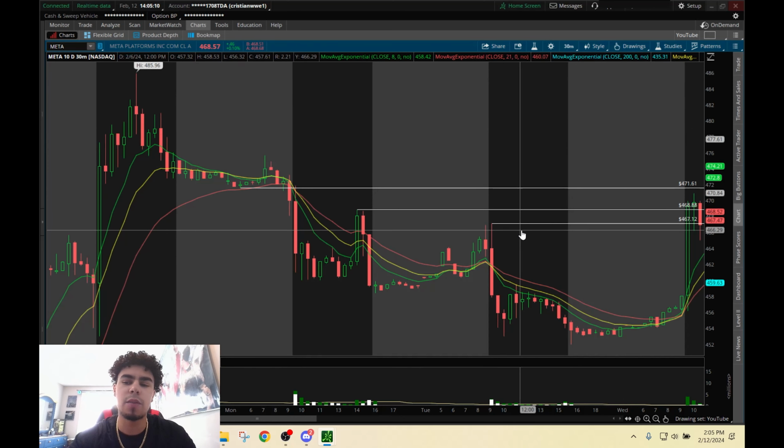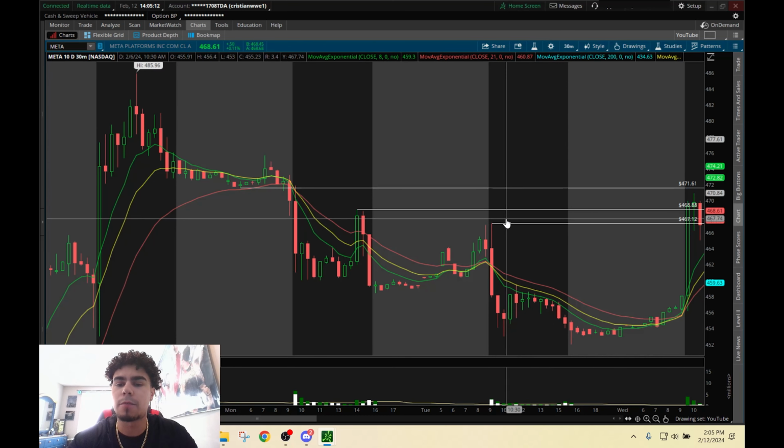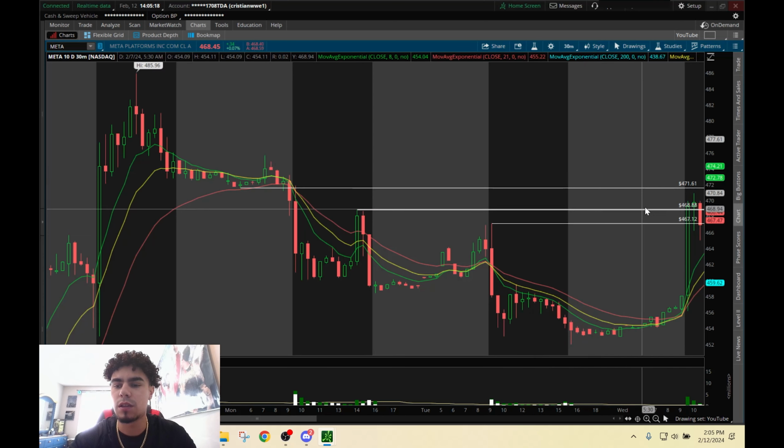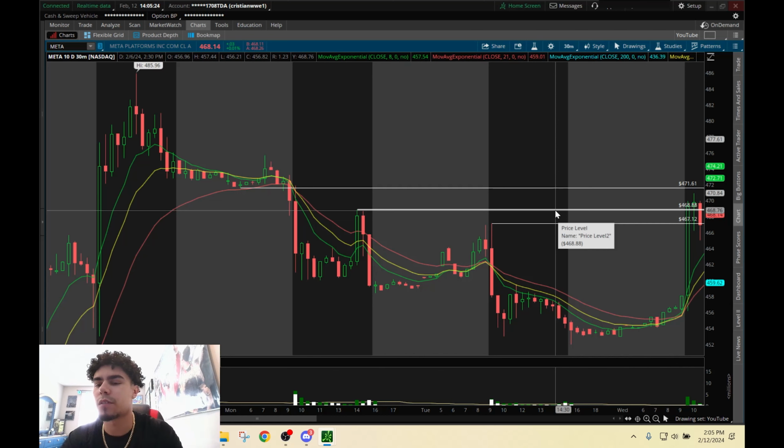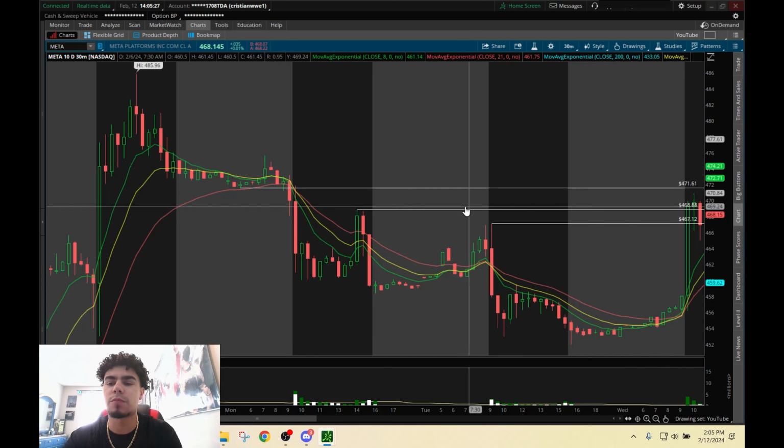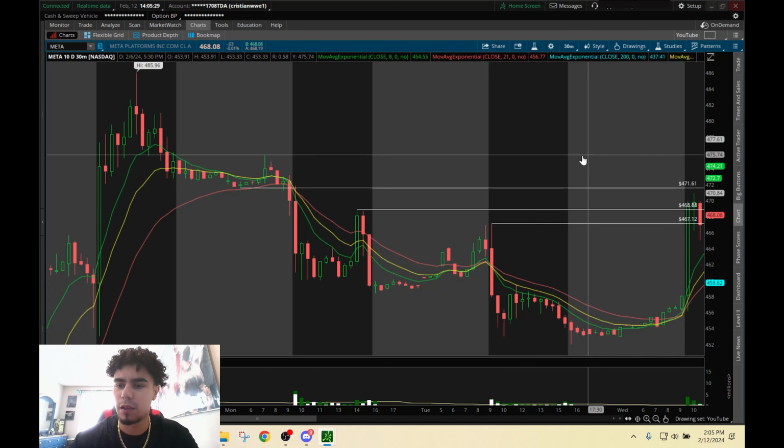Now, knowing that I had multiple targets, I can scale out at each different target and then hope to hit the highest one, or I can just hold until price action tells me, all right, this target is going to be the main one. This is where it's worth scaling out. But this gives you something to hold to and look for in anticipation.